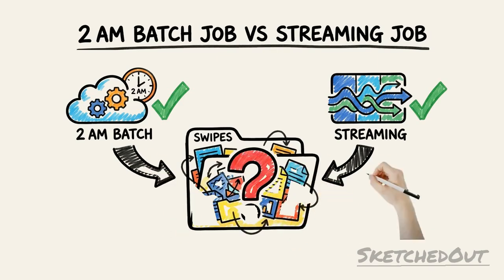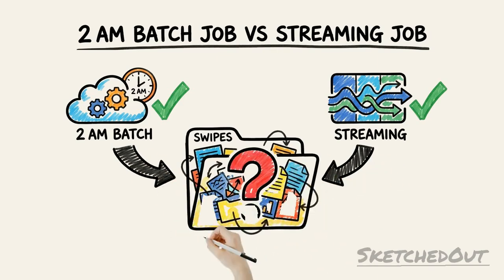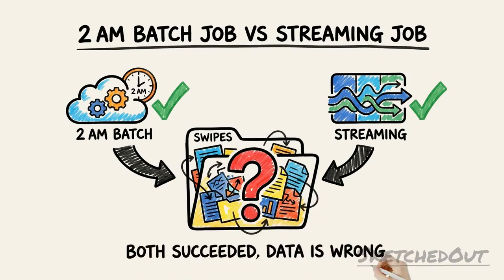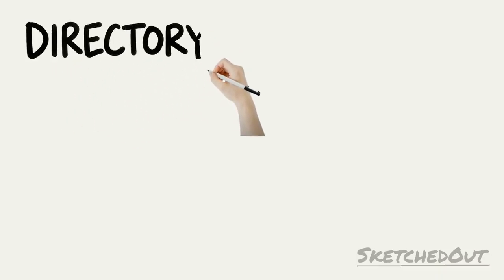2 job icons writing into the same folder labeled swipes, both with green check marks, while the folder shows a jumble of files and a red question mark, captioned, "Both succeeded, data is wrong." That's a normal Tuesday with directory-based tables, and it's the problem this video is about.